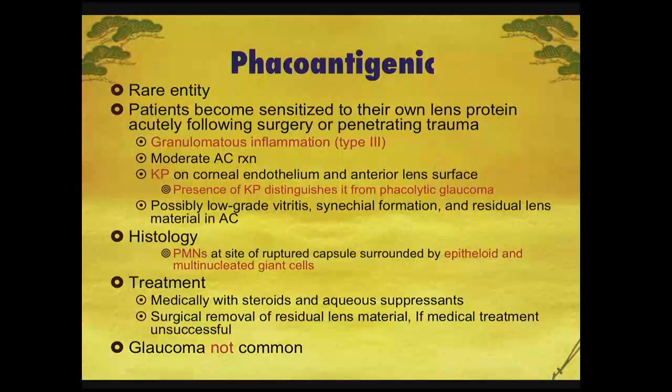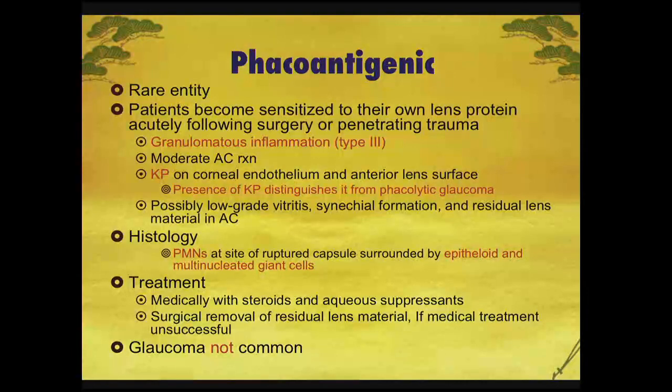Phacoantigenic, I think they'll talk about this at more depth in the pathology section, but this is a rare entity where a patient becomes sensitized to their own lens protein acutely after surgery or some kind of trauma. It's granulomatous inflammation. You can have a moderate AC reaction. You will see KP on the endothelium in this condition. You can also have a low-grade vitritis, synechiae are common, and there can be some residual lens material in the anterior chamber. The histology, you'll see the epithelioid and multinucleated giant cells, and the treatment here is to treat with steroids and get the pressure down, and then remove the lens.